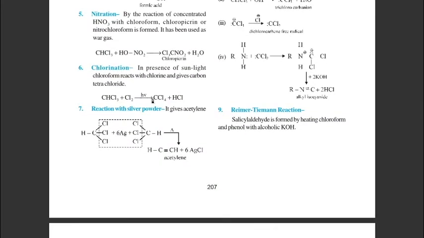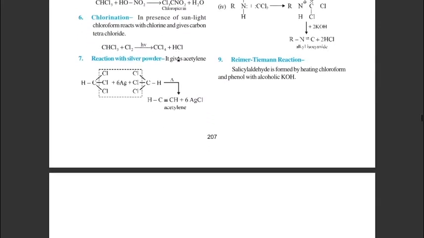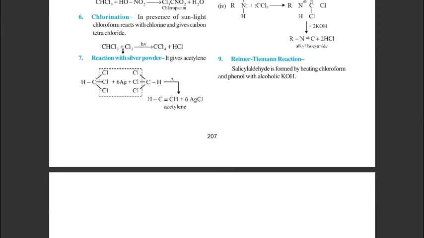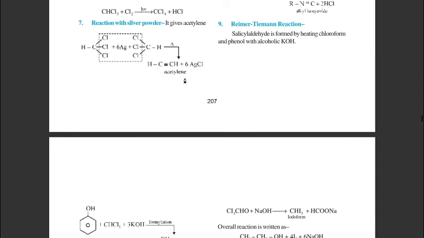Fifth property is nitration. By the reaction of concentrated nitric acid with chloroform, chloropicrin or nitrochloroform is formed. It has been used as a war gas. Sixth, chlorination. In presence of sunlight, chloroform reacts with chlorine gas and gives carbon tetrachloride and HCl. Seventh, reaction with silver powder. When chloroform is treated with silver powder and heated, then it gives acetylene.